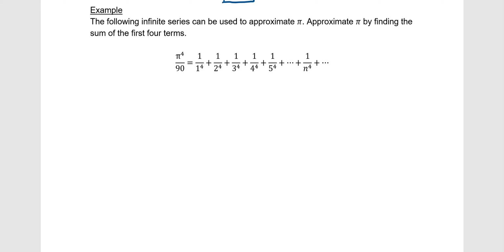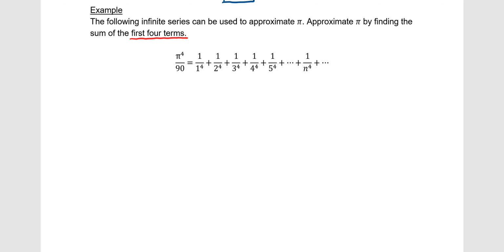And for this next example, it's going to be, once again, something that's a little bit different, but same idea. So the following infinite series can actually be used to approximate pi. There are tons of approximations for pi, and this is going to be one example of them using a series. And it's an infinite series, meaning it goes on forever. So let's approximate pi by finding the sum of the first 4 terms.